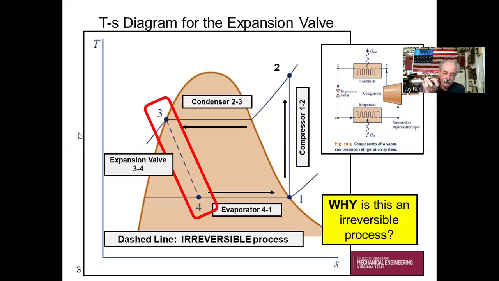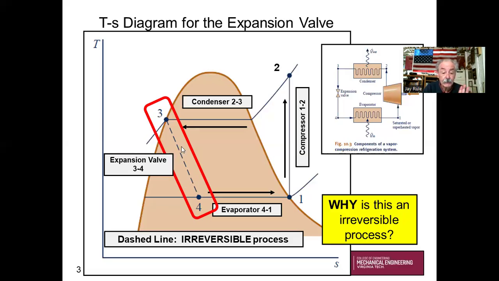No heat transfer allowed between the valve and the surroundings. So no heat transfer. And also, I hope I've convinced you, no work, no output power. So therefore, this throttling process, the expansion valve process, is very irreversible. And that's why we must depict it as a dashed line, because it's irreversible.